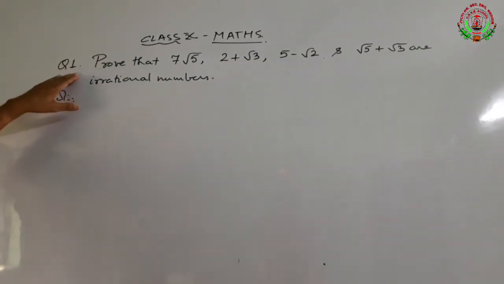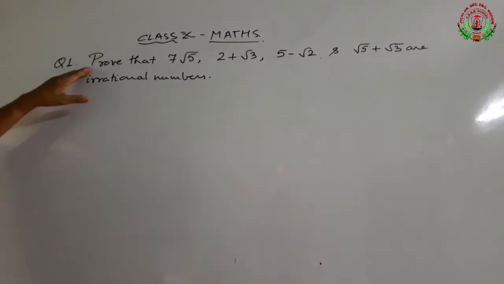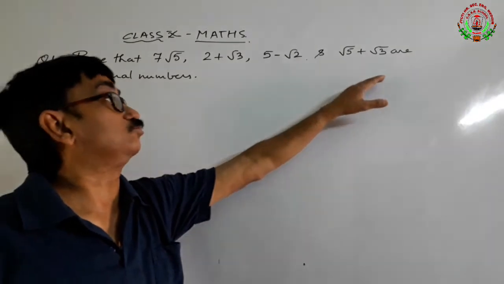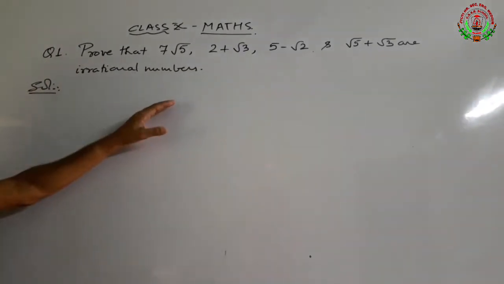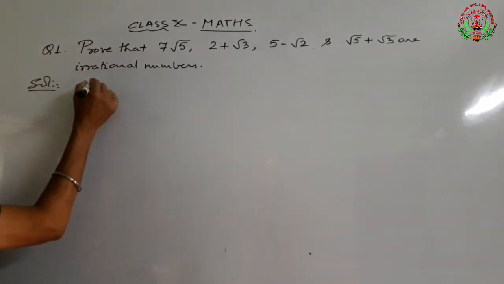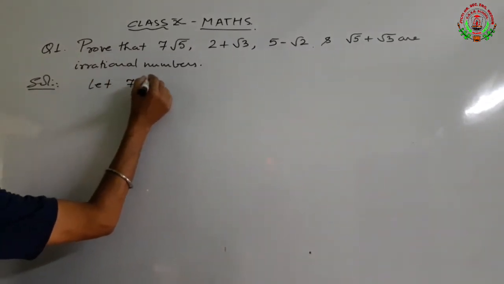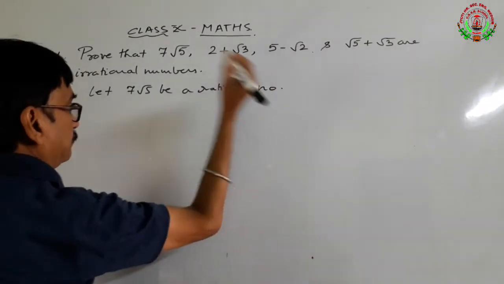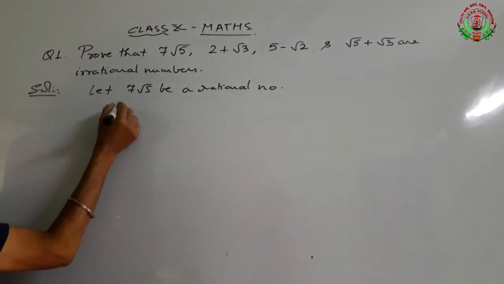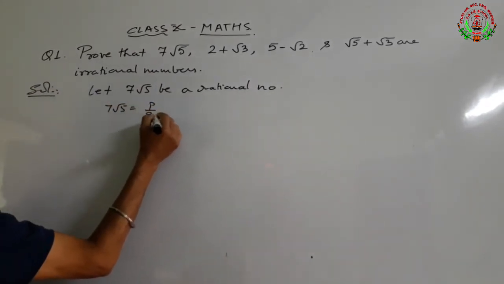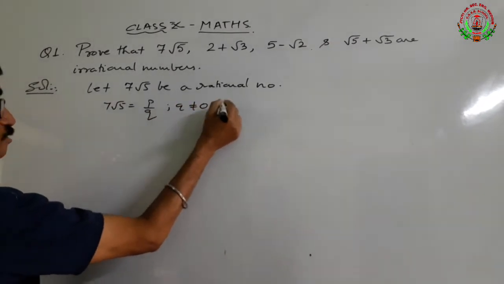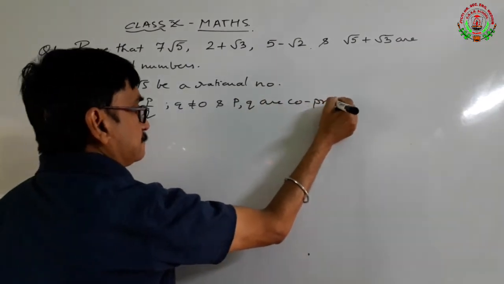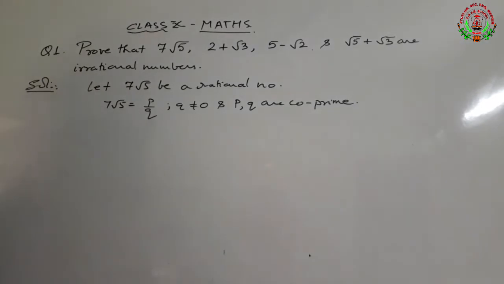Now for class 10th we are going to prove one question. Prove that 7 root 5, 2 plus root 3, 5 minus root 2 and root 5 plus root 3 are irrational numbers. So first let 7 root 5 be a rational number. So 7 root 5 is equal to p by q, where q is not equal to 0 and p, q are co-prime, that is, they have a common factor of only 1.